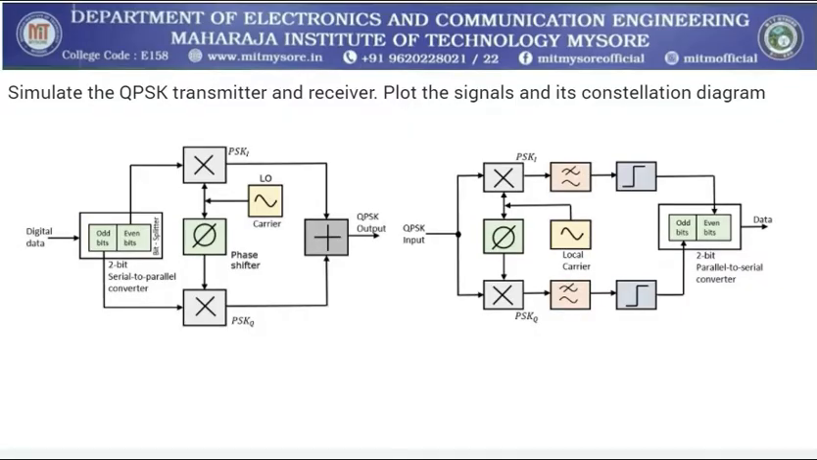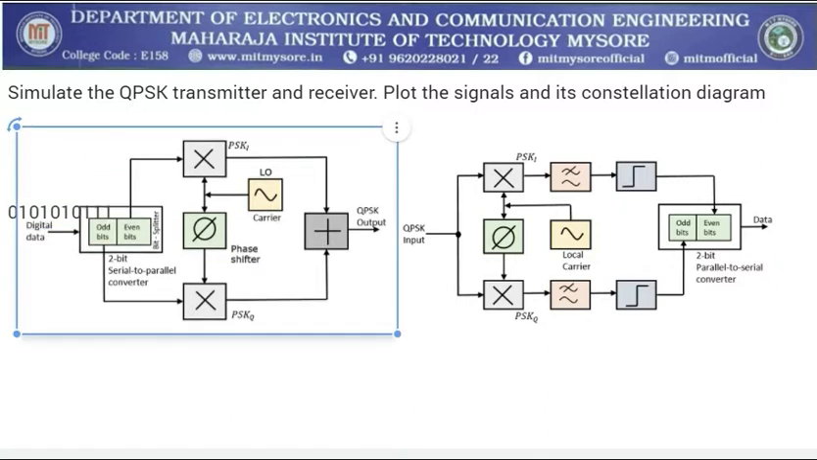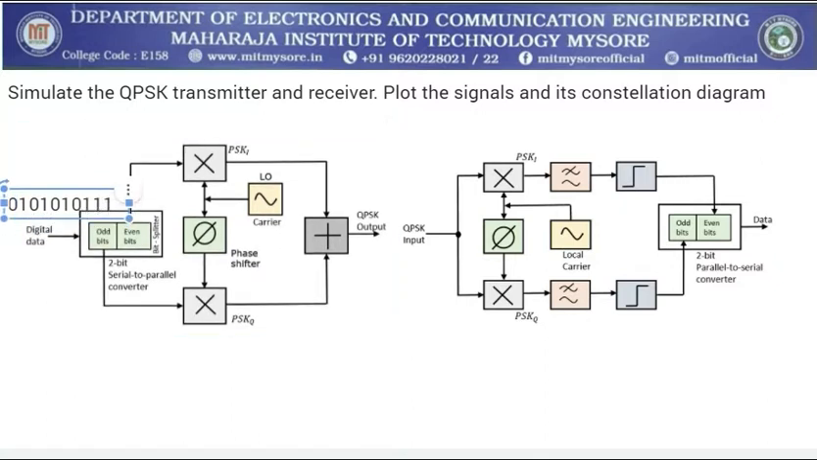This experiment is simulating the QPSK transmitter and receiver and plotting its signals and its constellation diagram. By looking at the diagram, we will be aware that digital data is going to be taken. Say a series of binary digits, 0101010111. That will be inputted to the bit splitter.